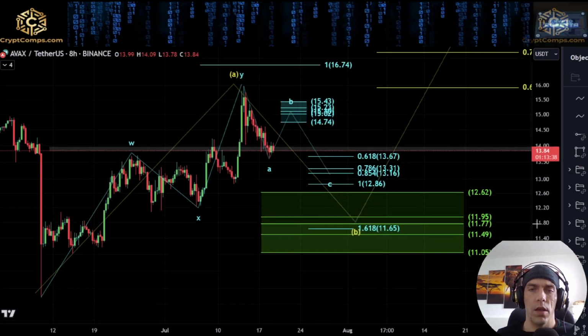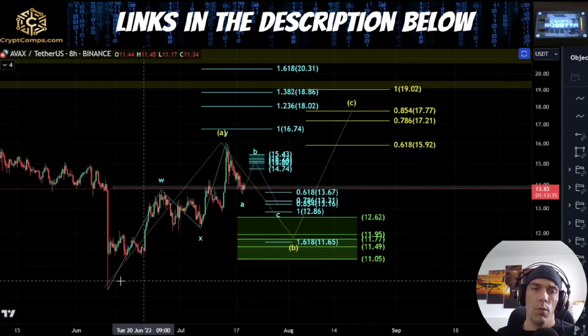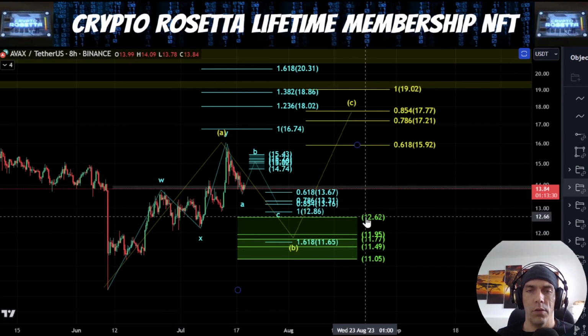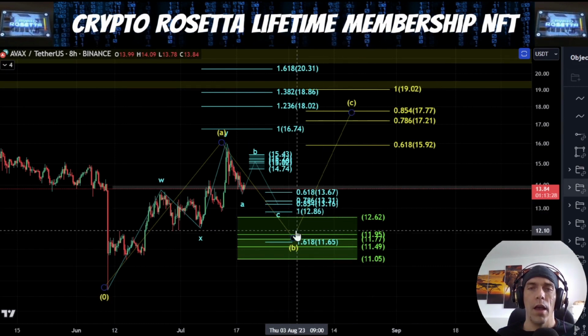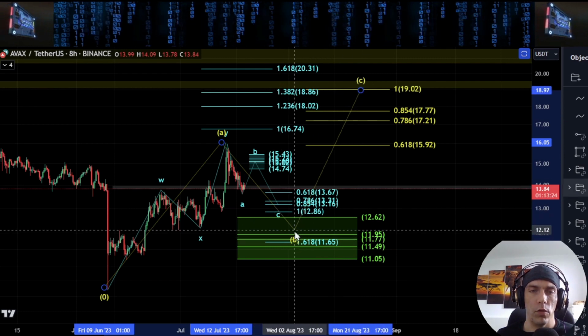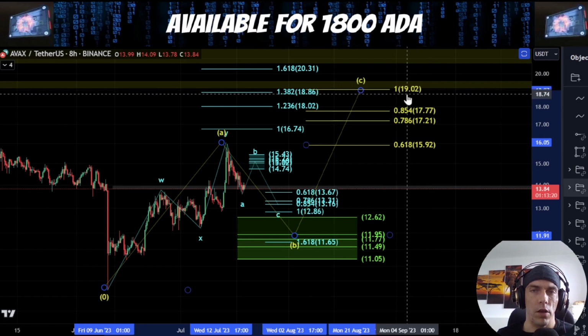Now if this is the case, what we could be setting up for is a bigger ABC pattern to the upside, where this becomes our A wave. We look to find support in this 1105 to this 1262 area, and then we look for an additional C wave to the upside. If we had to come down towards this golden pocket area, effectively our one-to-one would be up here towards this 1902.